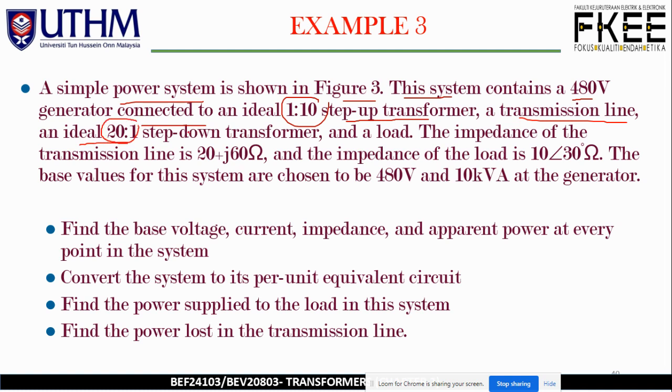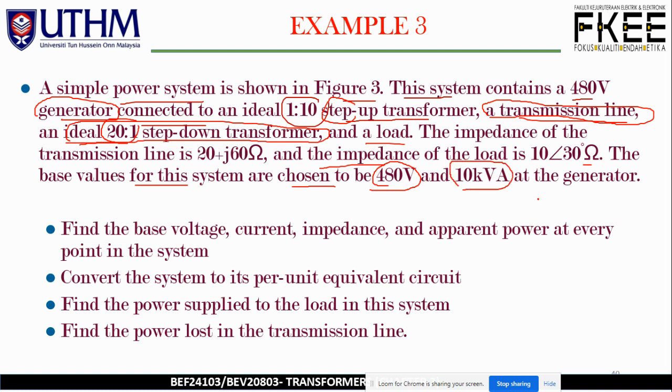So we do have actually two transformers. First, the step up, basically located at the generator side. And then in between we have a transmission line before ending up at the step down transformer, the second transformer, as well as the load. So the impedance of the transmission line is 20 plus J60 ohms, and the impedance of the load is 10 at 30 degree ohms. The base values for this system are chosen to be 480 volt and 10 kVA.